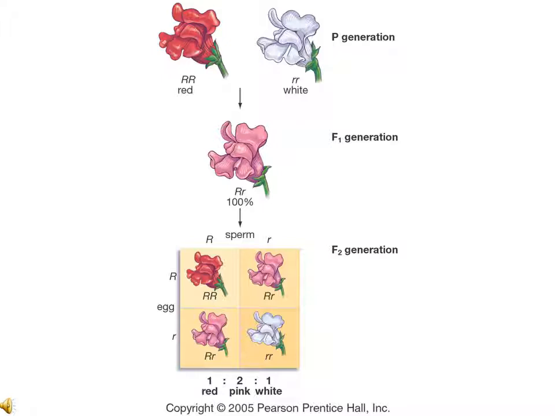We have a white flower that has a genotype little r, little r. And we make the assumption that little r is recessive, and big R, of course, can be dominant. But look what happens when you do a cross between the two. You end up with a pink flower.